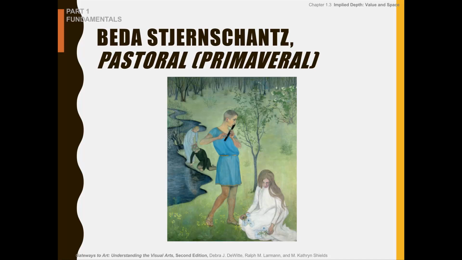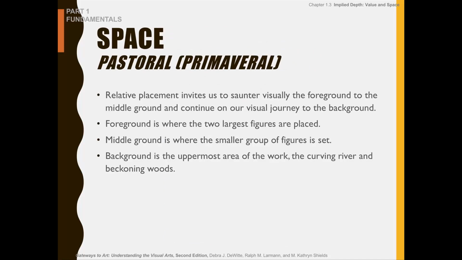And the foreground here is the 2 figures because they appear closest to us. The other 2 figures behind them are in the middle ground because we can tell since they're smaller and less detailed that they're pushed back further in space. And then the background is the river and the woods, and it also feels like because of size and placement that it is the farthest area from us, the viewer. And these are just the definitions for those.